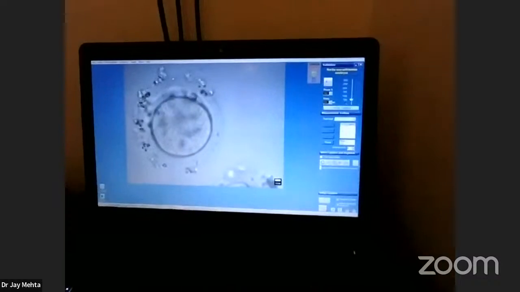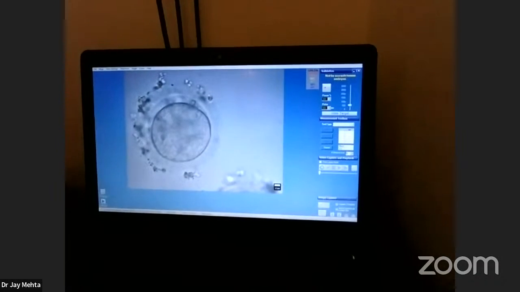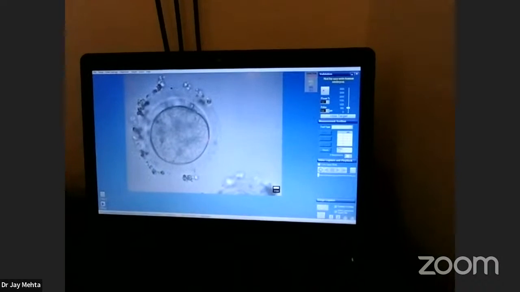Just remember that. This is an unfertilized oocyte, so there is nothing which we can grade in this. Why I am calling it unfertilized is because you can see the polar body, and the polar body is as it is. So despite injection, the polar body has not dissolved.